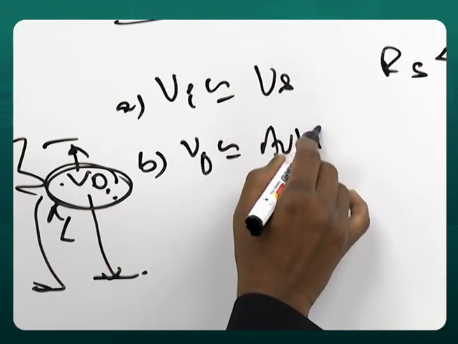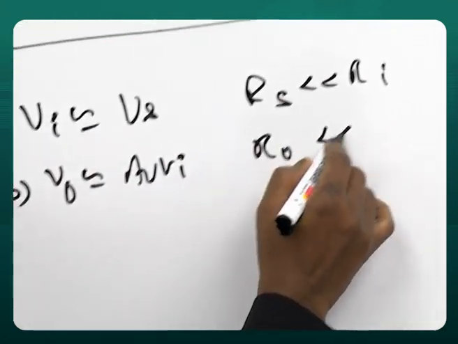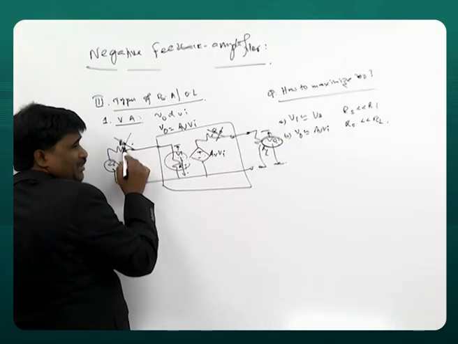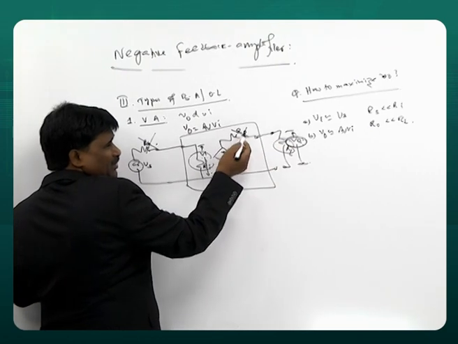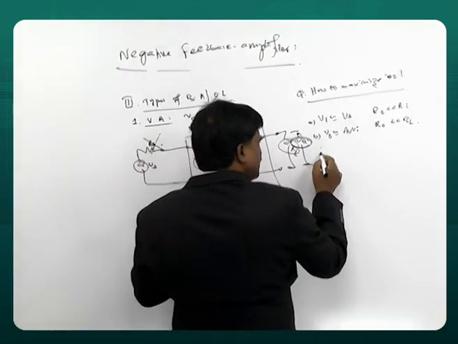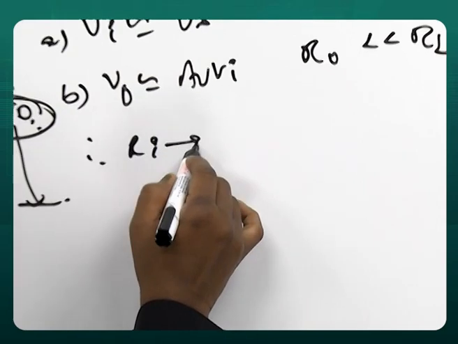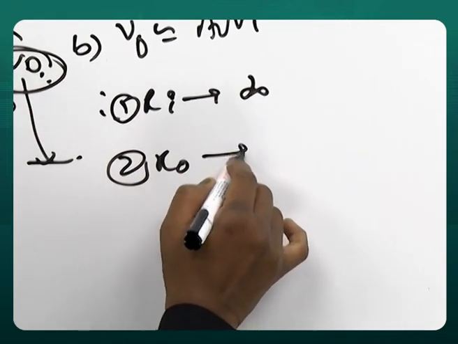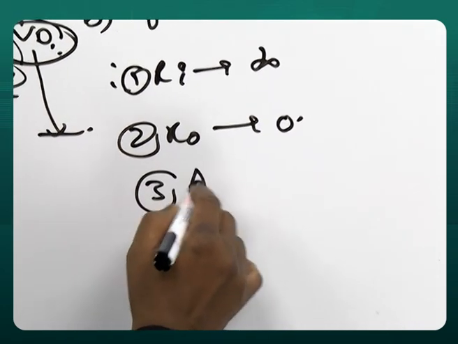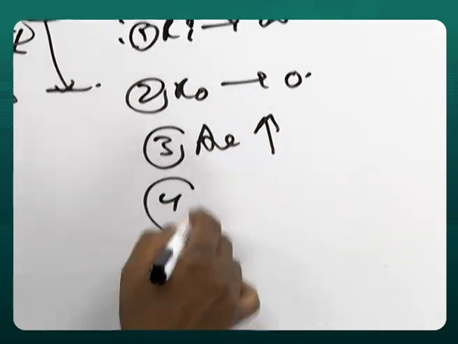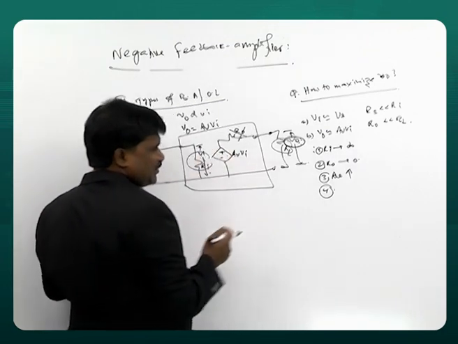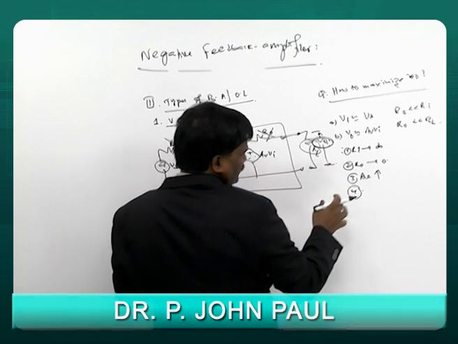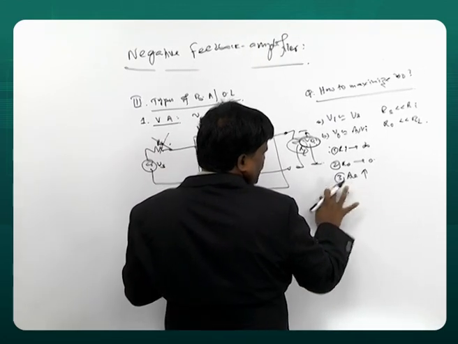V0 to be AV Vi, R0 to be far less than the load. For you want maximum here, this should be negligible. For this to be maximum, this should be neglected. Therefore, Ri should be high, R0 should be low, gain should be high. These are the very important characteristics of an amplifier. These 3 are serious.